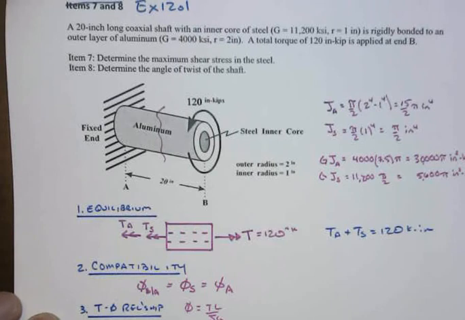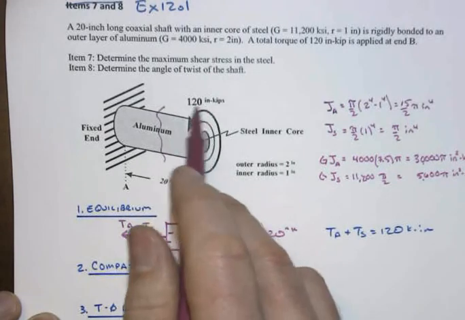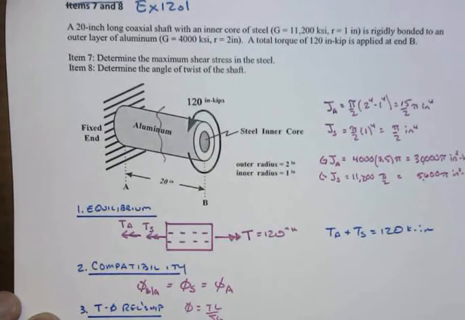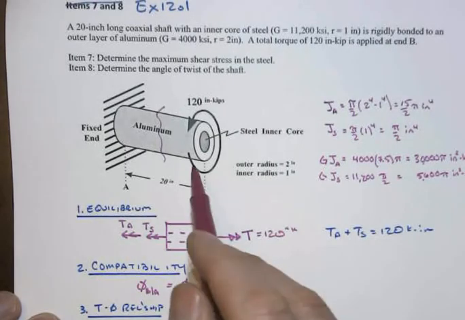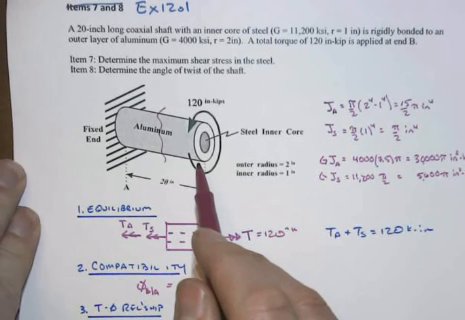Items 7 and 8 of the Spring 2014 second exam is, of course, actually example 12.1 of the semester. We have a coaxial shaft that is 20 inches long with an applied torque at the end of 120 inch kips. Number one key in this problem is recognizing that this is an indeterminate problem. Without that, basically all the work that we do is completely erroneous.